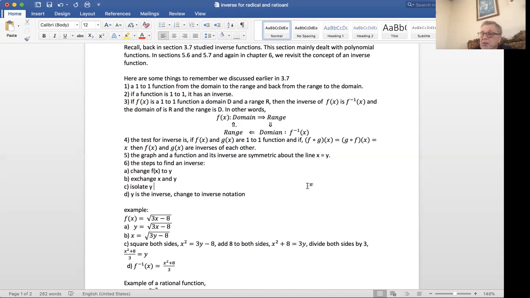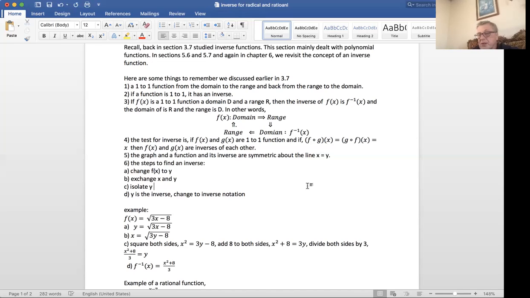There were 4 main steps in finding an inverse. First, we change f of x to y. We exchange the x and y. We isolate the y algebraically. Then y is the inverse, and we change it to inverse notation. So let's take a look at an example.